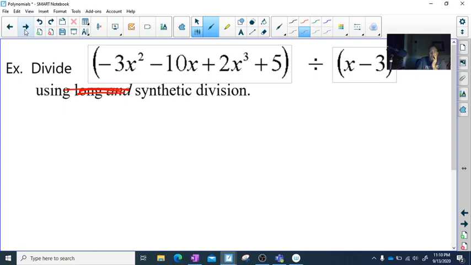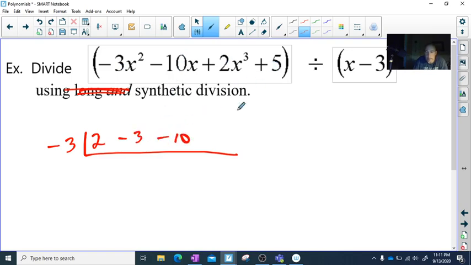All right, this one says to use both. We're just going to use synthetic. Now it's going to be minus 3. Make sure these get in order. So it's going to be 2x cubed, so that's going to come first. Then your x squared, which will be minus 3. Then your x, which will be negative 10. And then your number, which is 5. So sometimes students get caught in that one. They just put these numbers without putting them in the right order. They're not going to get the right answer down here.